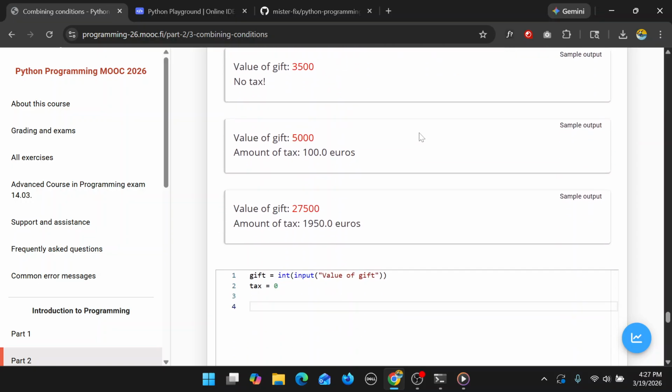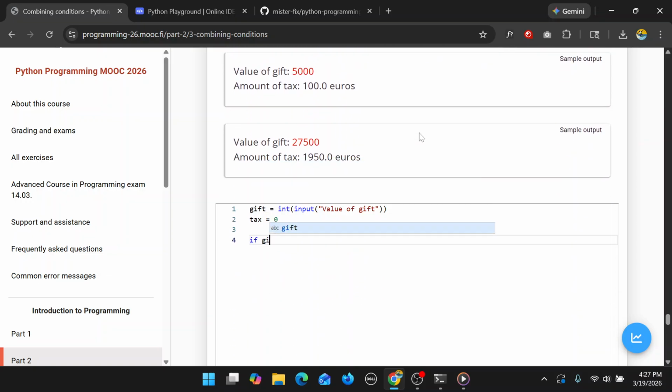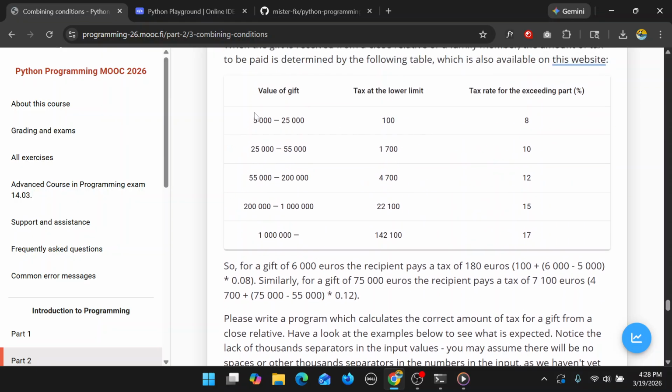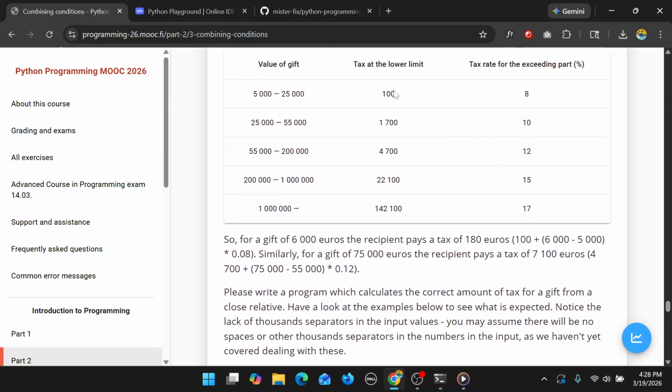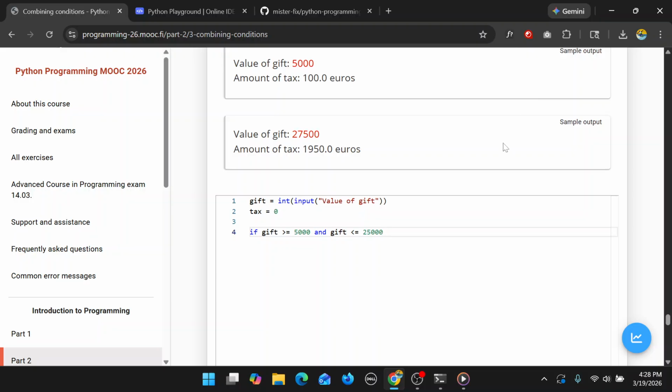Then we're going to have a bunch of conditional statements here. So we're going to say if the gift is greater than or equal to 5,000 and the gift is less than or equal to 25,000 euros, because this is the first bracket, then the taxable lower limit is 100 and the exceeding tax rate is 8. So then we're going to do colon, tax is equal to 100 plus gift minus 5,000 times 0.08.